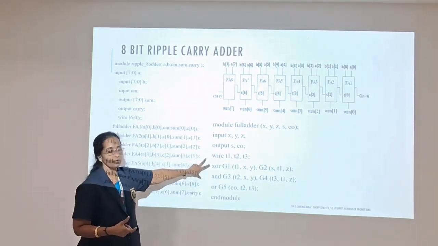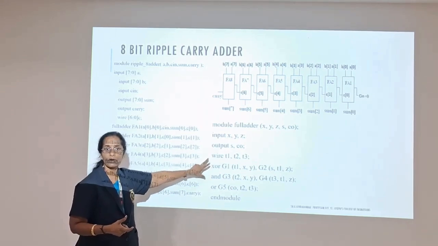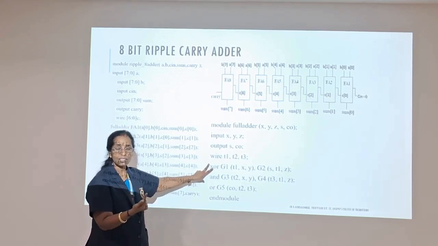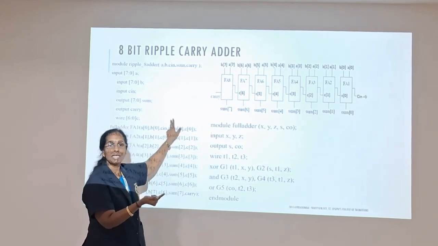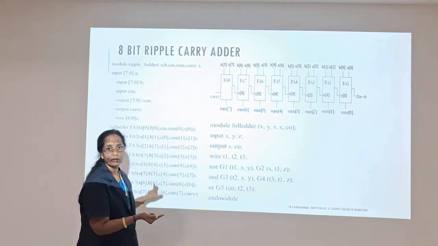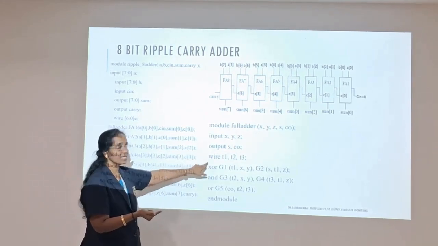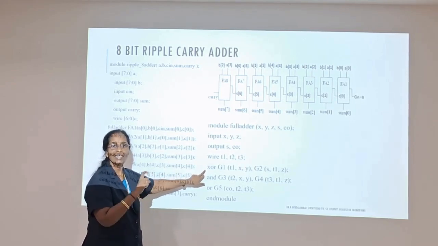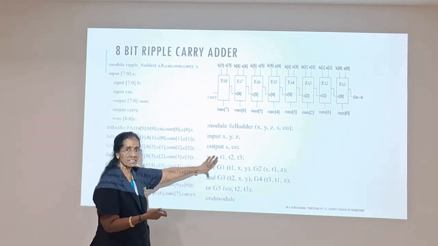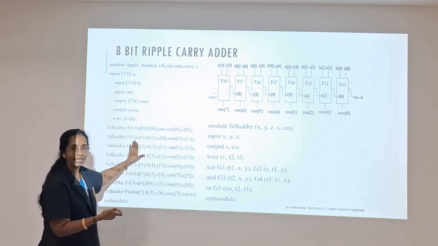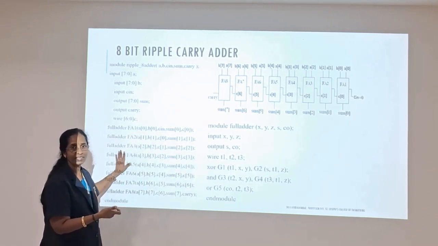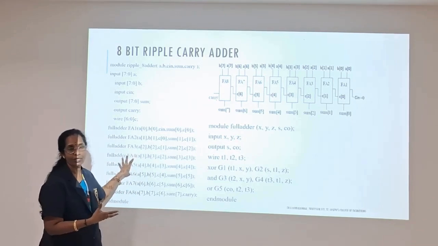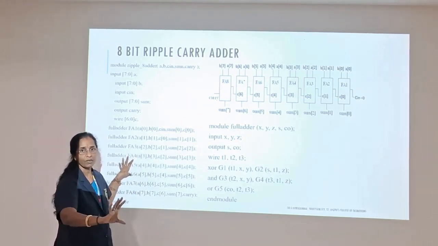This is a full adder circuit. This is our Verilog code for the full adder circuit, and this is referred to as one instance. This full adder is going to be used 8 times in our main circuit, in the main program. So in the main program, this instance will be called 8 times. This process is referred to as instantiation. If it is a 5-bit ripple carry adder, this will be called 5 times in the main program. So this is the concept of instantiation.